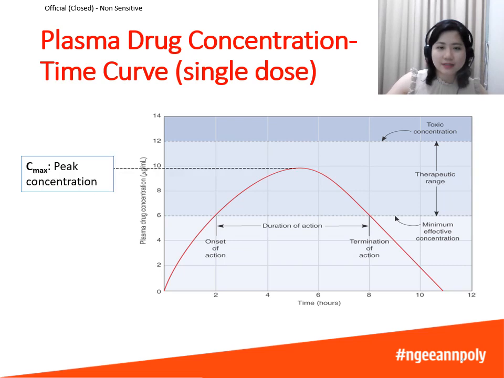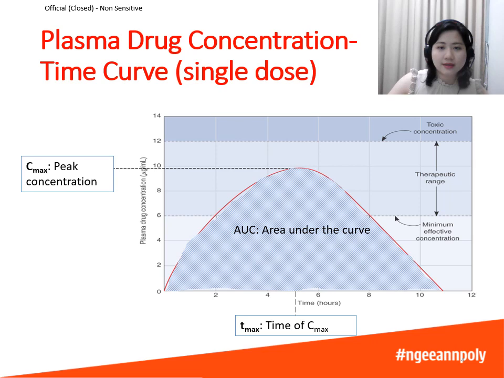The highest concentration is known as the peak concentration or Cmax. In this example, you can read from the graph that the Cmax is about 10 micrograms per ml. The time taken to reach Cmax is known as Tmax. In this example, you can read from the graph that the Tmax is about 5 hours. The area below the graph is known as the AUC or area under the curve.